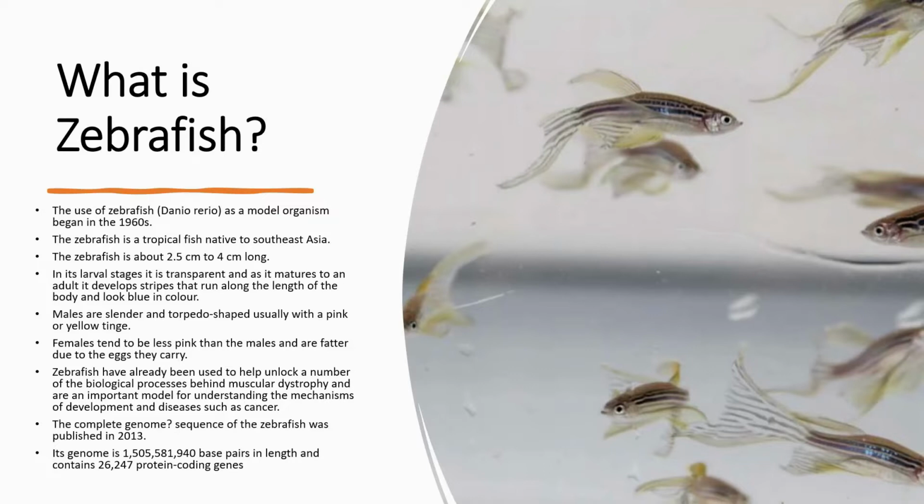The females in the zebrafish species tend to be less pink than the males and are fatter due to the eggs they carry. So when you look at the fish in your aquarium, you'll be able to make out very easily which ones are the females and which ones are the males, because females have a fatty body because they have eggs in it, plus they are less pinkish. The male counterpart is more pink and a little bit shorter in size, but the female fish are big and they carry eggs. Sometimes when you dissect them, you can actually see the clusters of eggs.